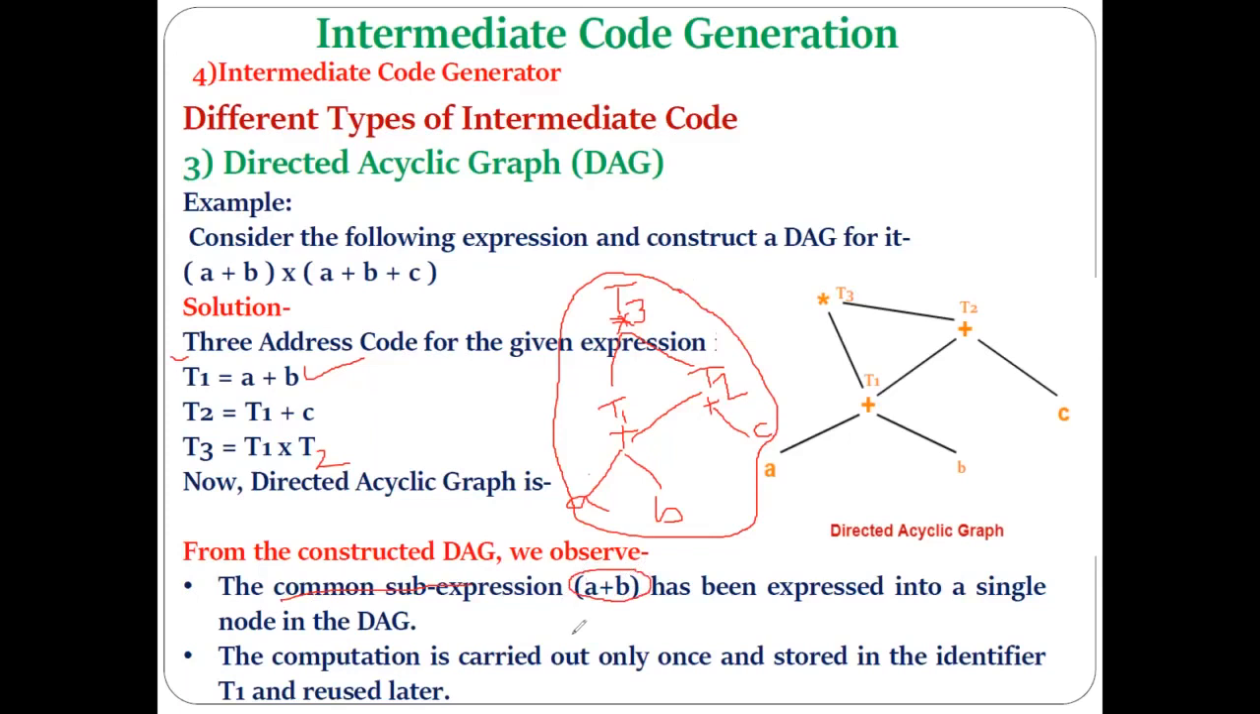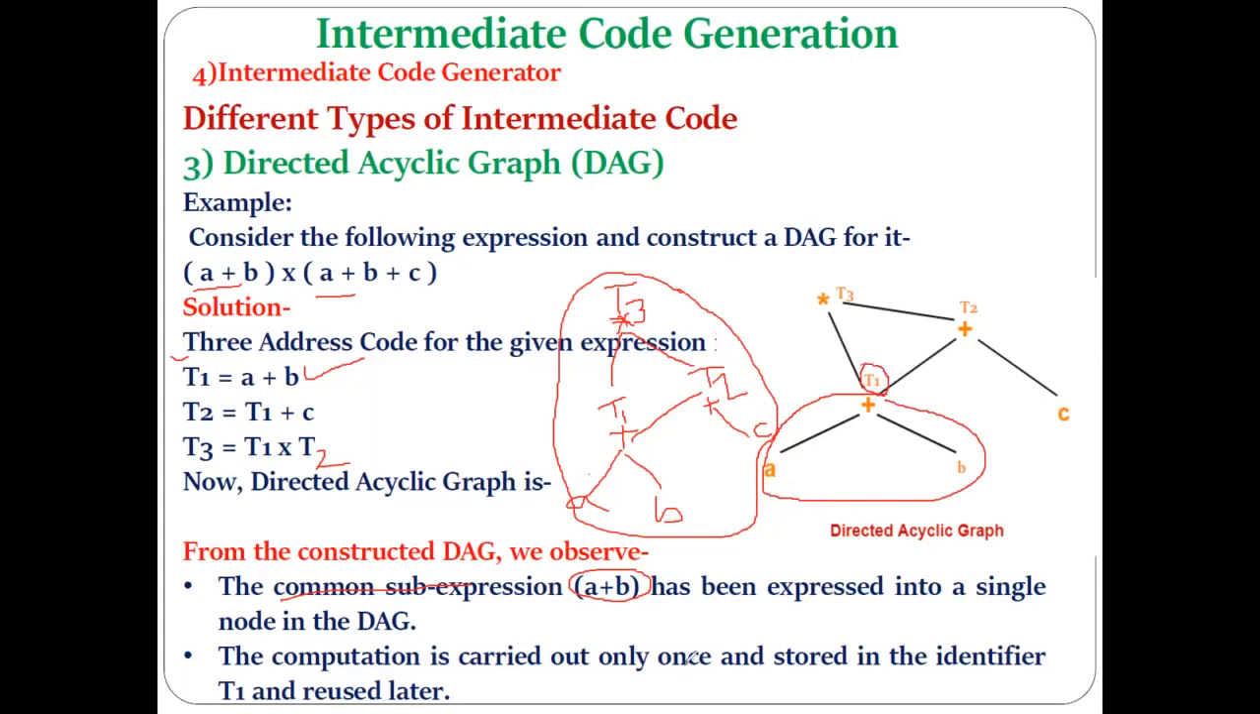What is the common subexpression? A plus B. How many times has A plus B appeared in the expression? Two times. But if you see in the DAG, we have created only one node for this. What is the name of it? T1.